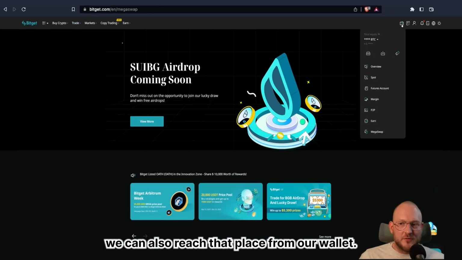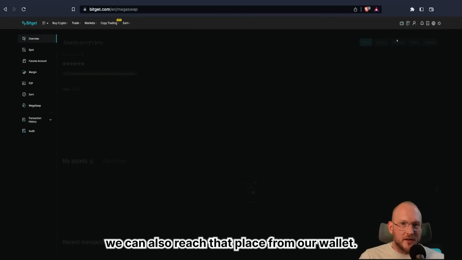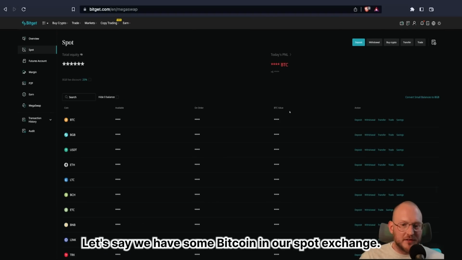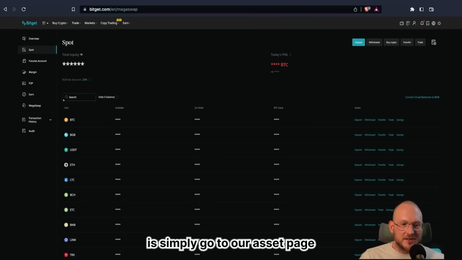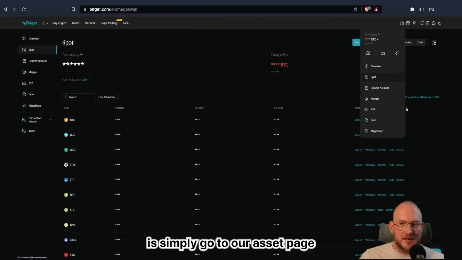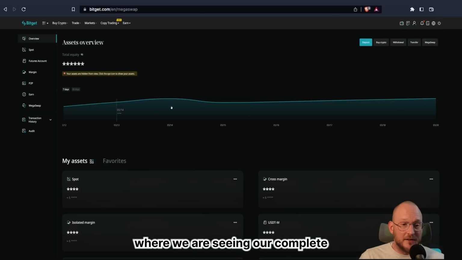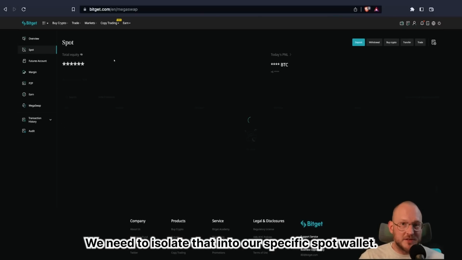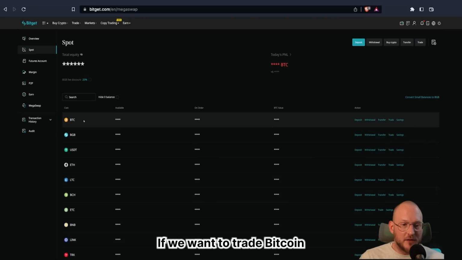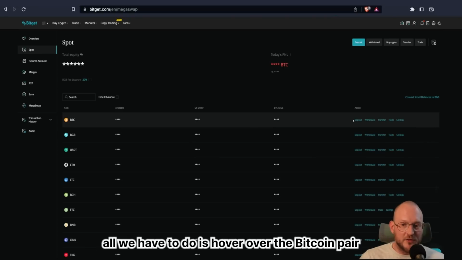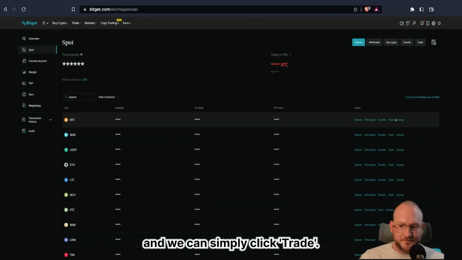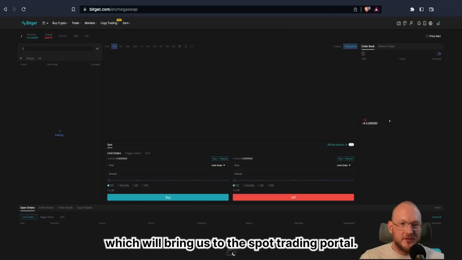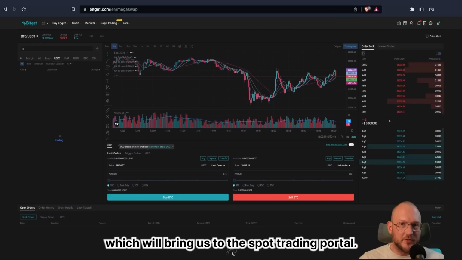Alternatively, we can also reach that place from our wallet. Let's say we have some Bitcoin in our spot exchange. We can go to our asset page, where we see our complete funds available to us. We need to isolate that into our specific spot wallet. If we want to trade Bitcoin, all we have to do is hover over the Bitcoin pair and click trade, which will bring us to the spot trading portal.